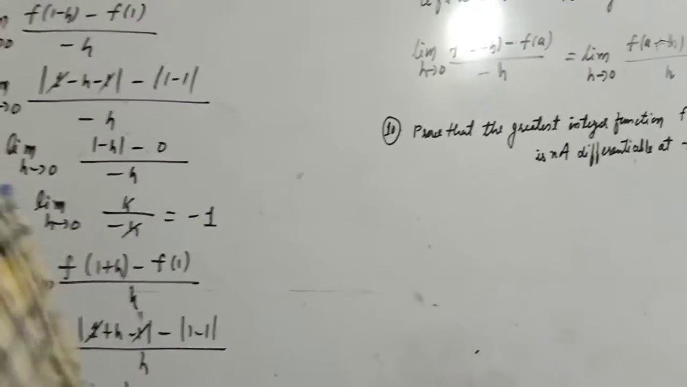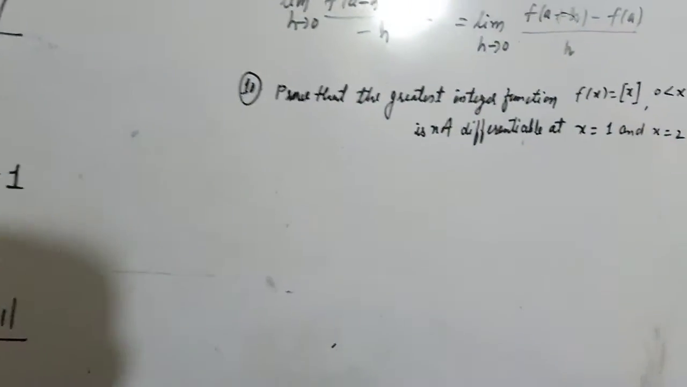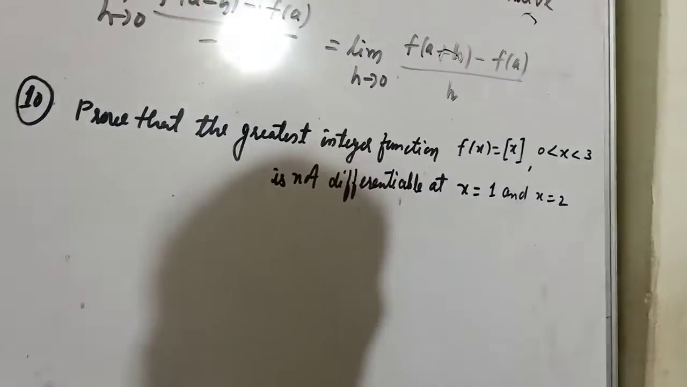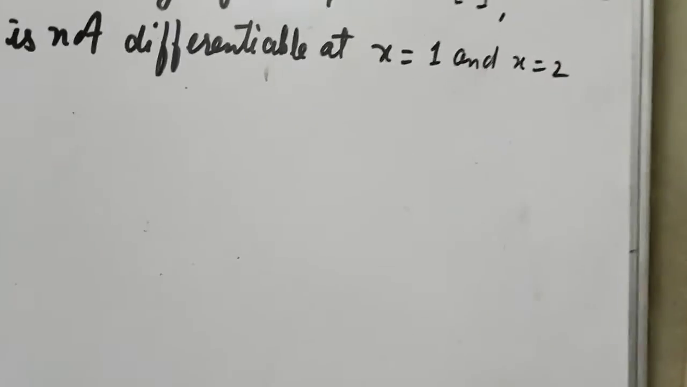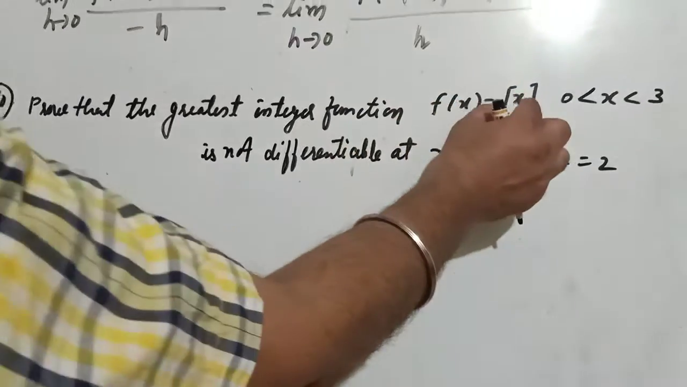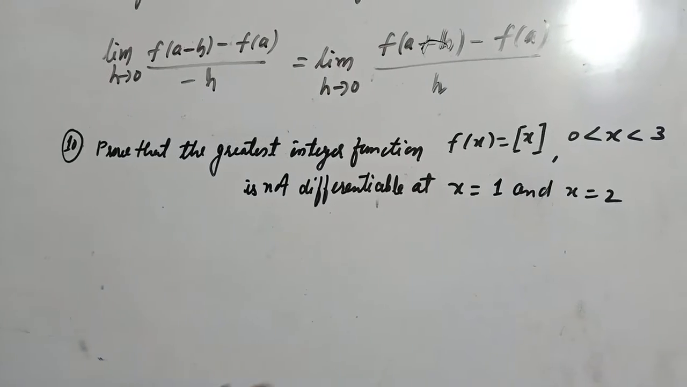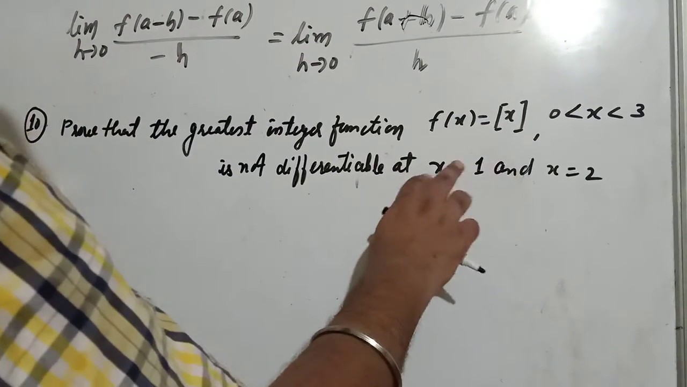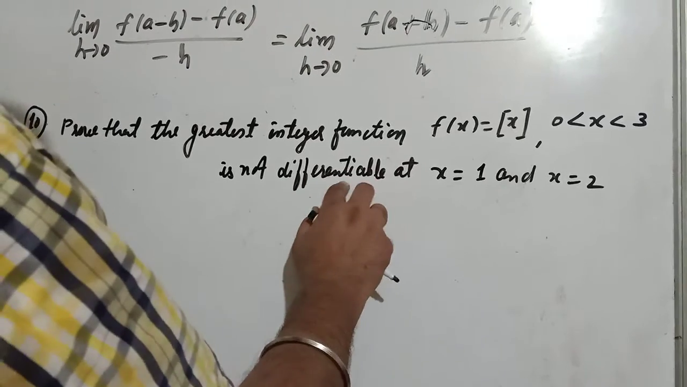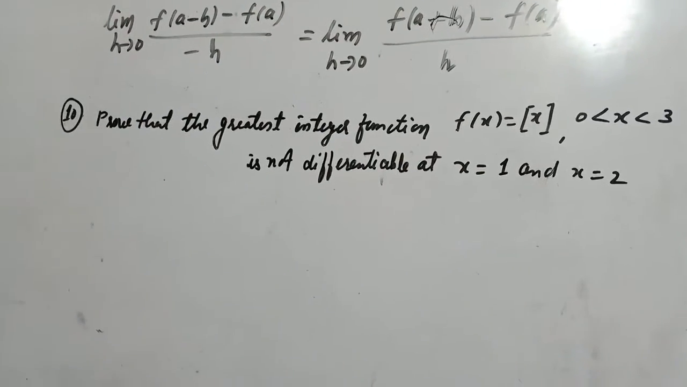In the same way, we do question number 10. These are very important questions to understand, the 9th and 10th. Prove that the greatest integer function f of x equals greatest integer x. You know this is the symbol of the greatest integer function. When x is between 0 and 3, we have to show it is not differentiable. We have to check whether it is not differentiable at x equal to 1 and x equal to 2.